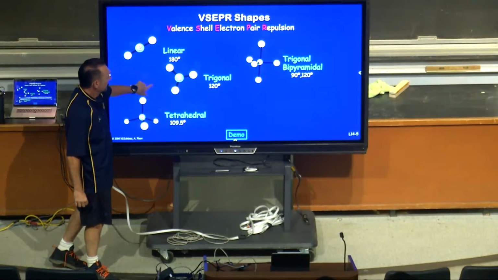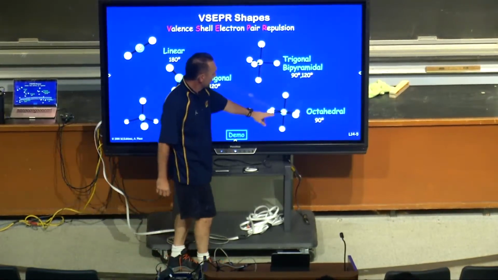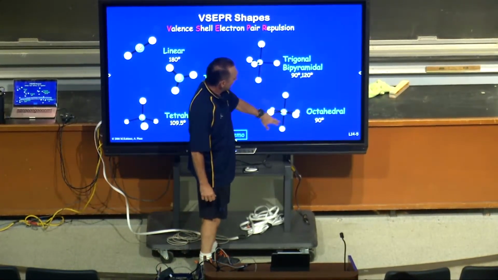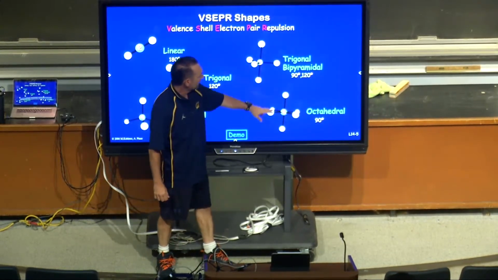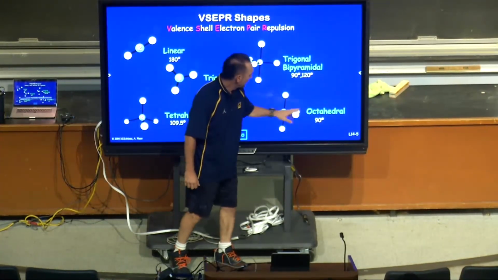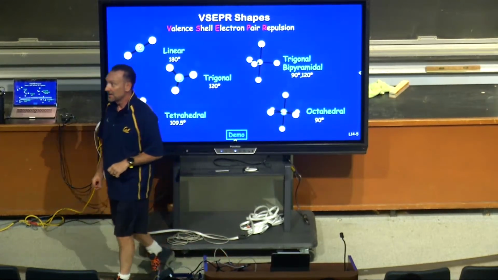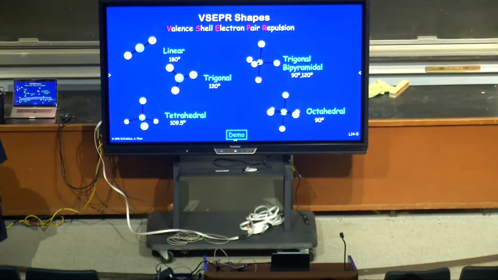And steric number 6, they're all identical positions again, and they're at the vertices of a regular octahedron. All the bond angles are 90, and we call that an octahedral configuration.